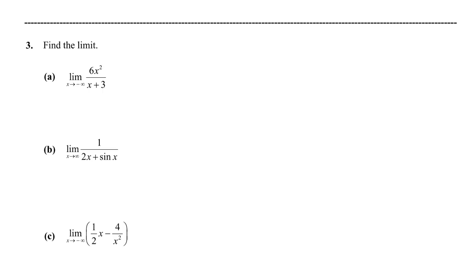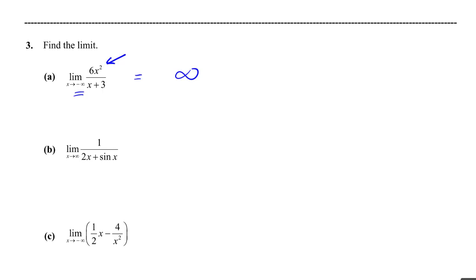So continuing here, let's do some more limits. All right, limit as x approaches negative infinity of 6x squared over x plus 3. So this is where we want to weigh the numerator and denominator here. I do have the higher power in the numerator, which means it's going to dominate. It's going to go to a type of infinity.